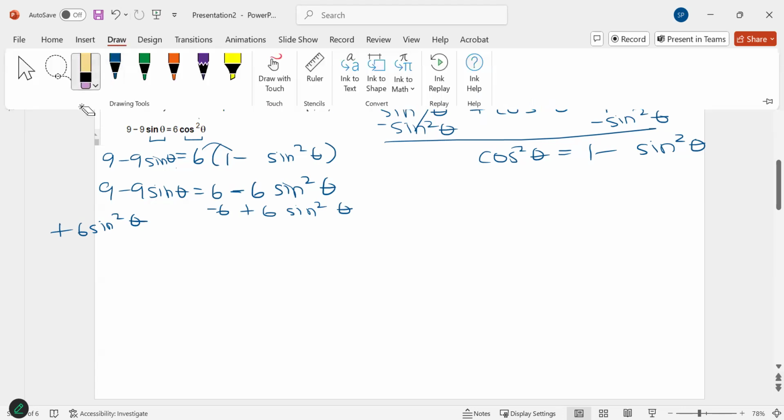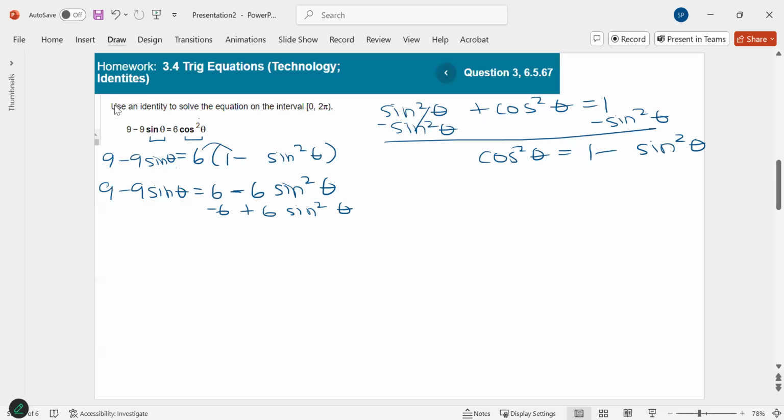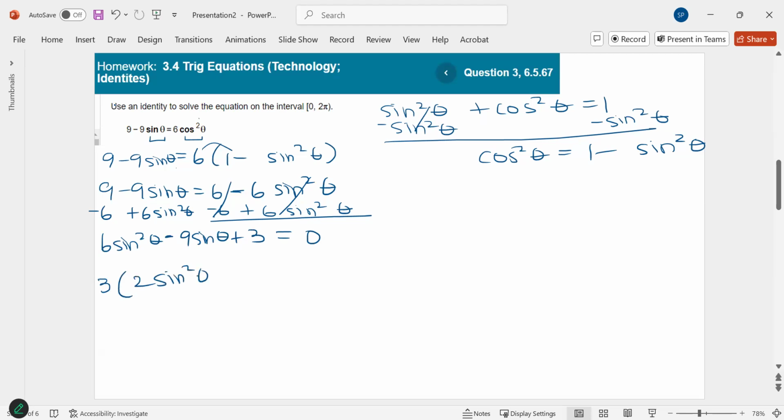Actually, let me do this. Subtract the 6 from the 9, I'll add 6 sine squared theta. Okay, so on the right-hand side, we have 0. On the left-hand side, we have 6 sine squared theta minus 9 sine theta plus 3. We can factor out a 3 from 6, 9, and 3. So 3 factored out gives us 2 sine squared theta minus 3 sine theta plus 1 equals 0.